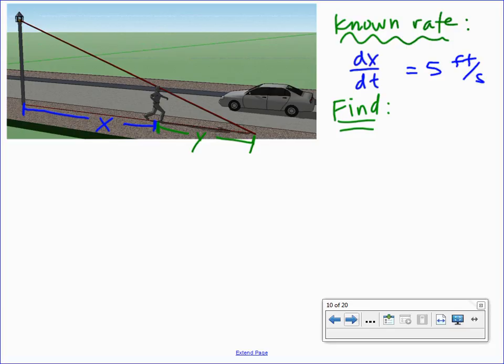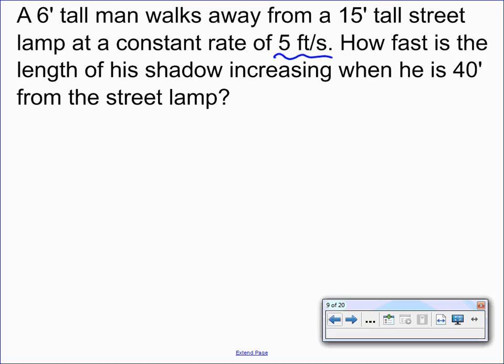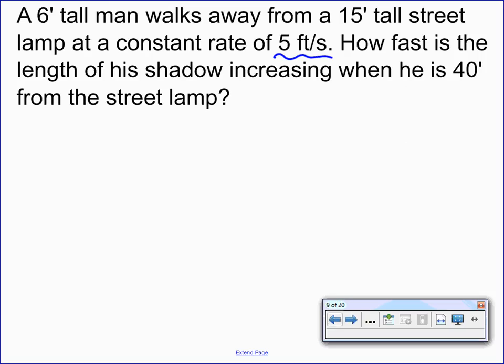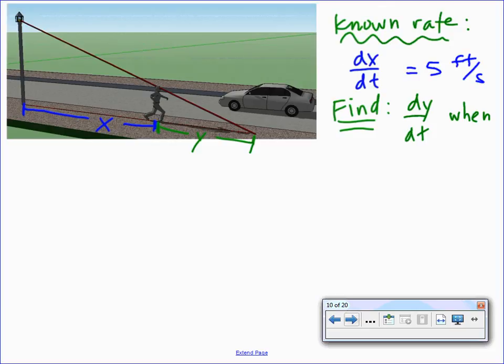Good. What do we want to find? We want to find how fast the length of his shadow is increasing when he's 40 feet away. So what are we trying to find in terms of my picture? dy dt. Good. So we're trying to find dy dt at the instant when what equals 40? When he is 40 feet. So which variable would that be? When x equals 40? Awesome.